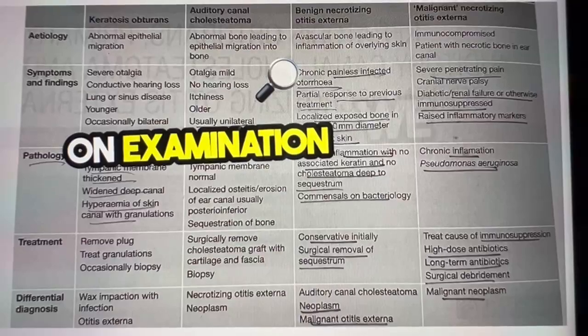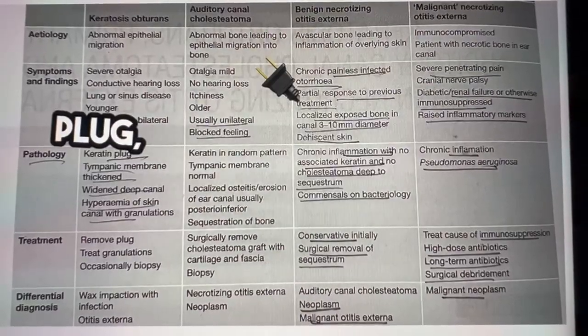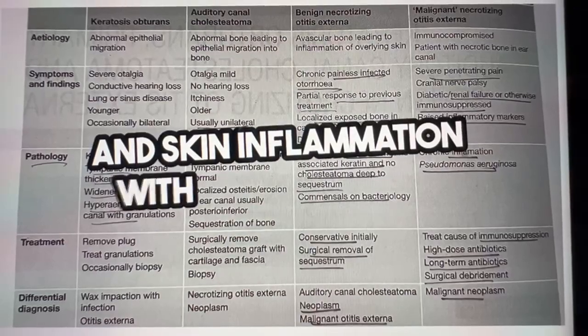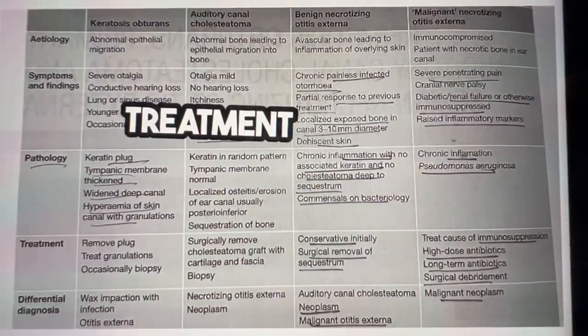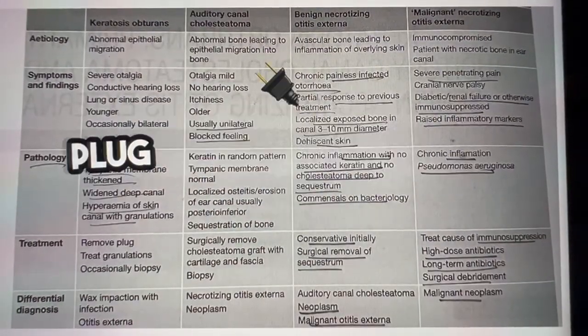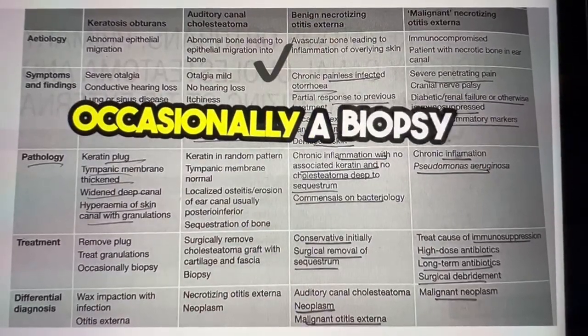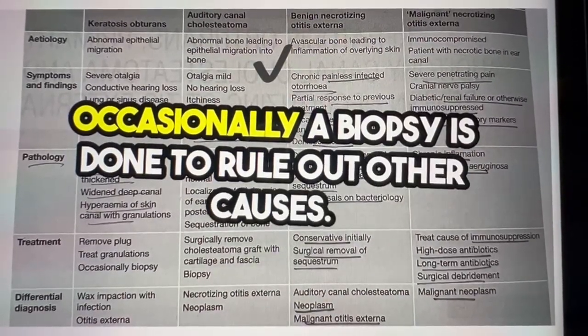On examination, we might find a keratin plug, thickened eardrum, a widened ear canal, and skin inflammation with granulations. Treatment usually involves removing the keratin plug and addressing the granulations. Occasionally, a biopsy is done to rule out other causes.